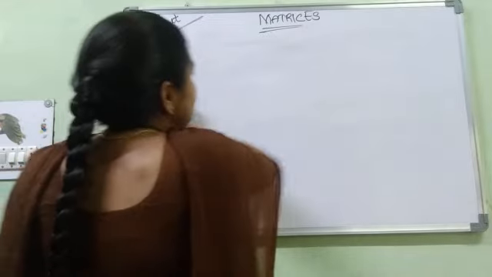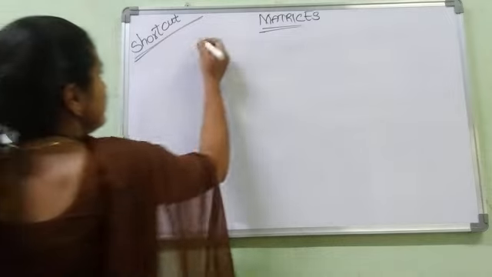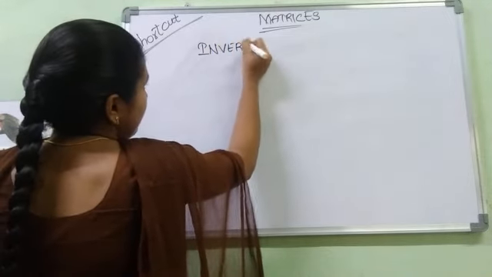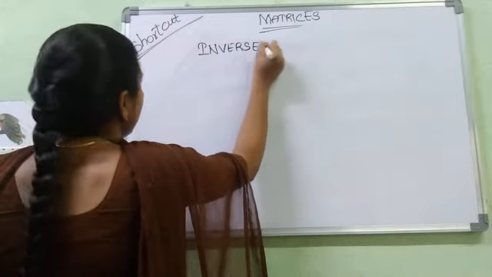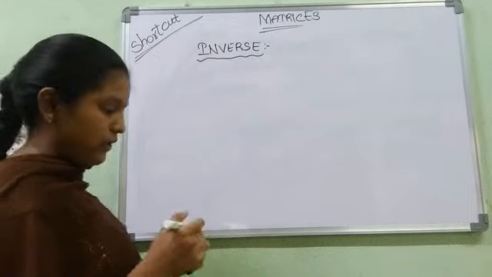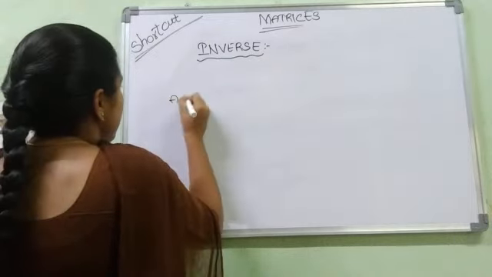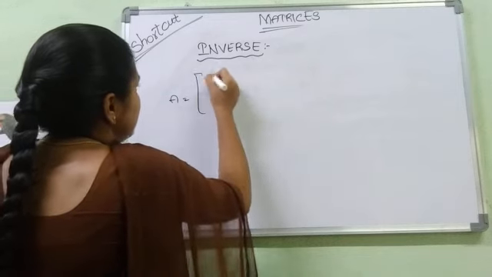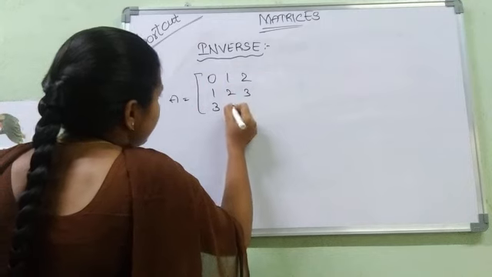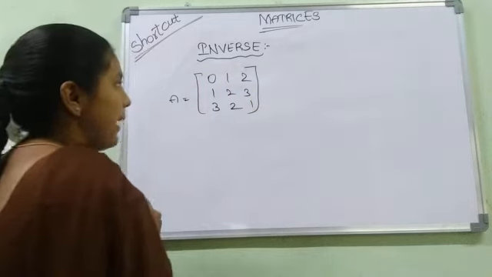So now let's discuss inverse. In just 60 seconds I'll tell you, then it will be easy for you. So let's take a matrix here: 0, 1, 2, 1, 2, 3, 3, 2, 1. This is a 3 into 3 matrix.